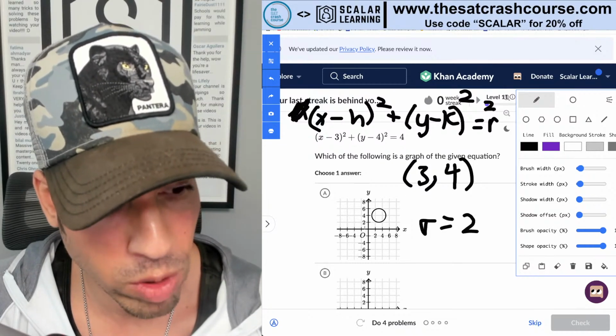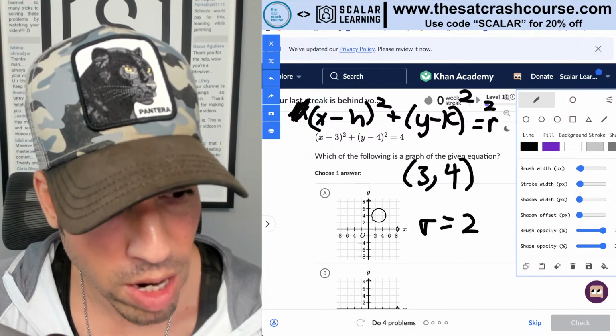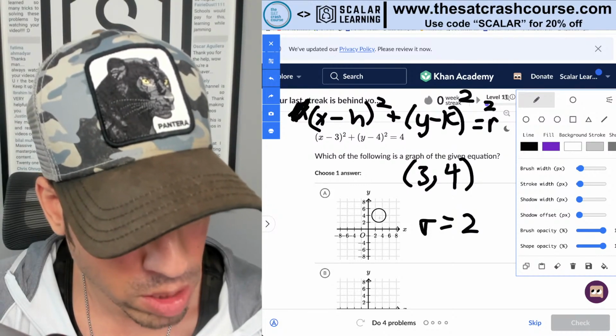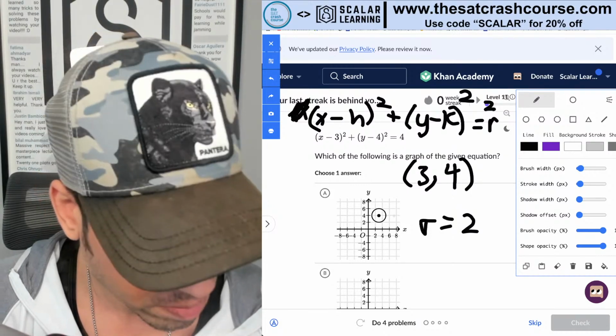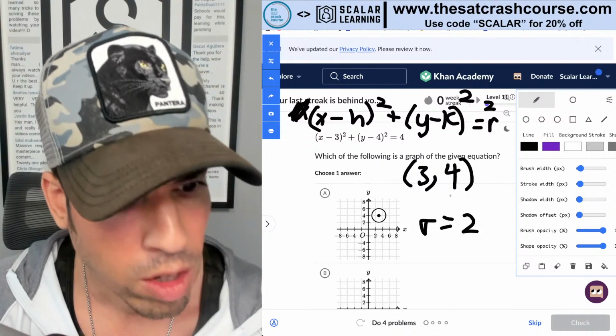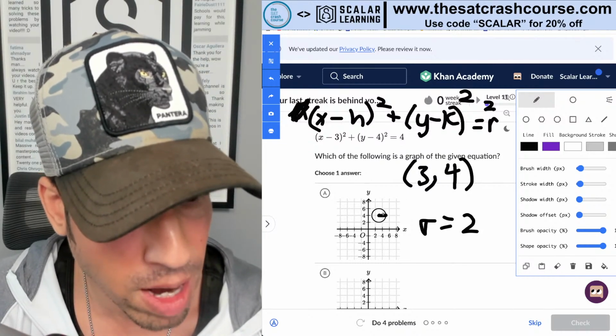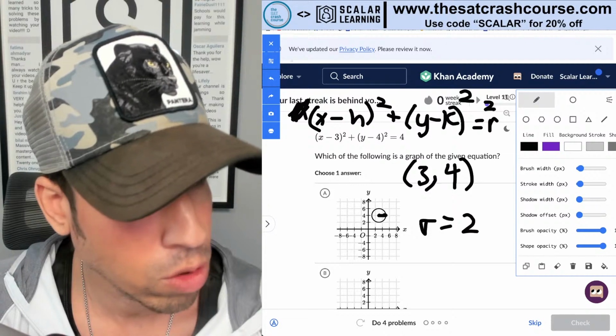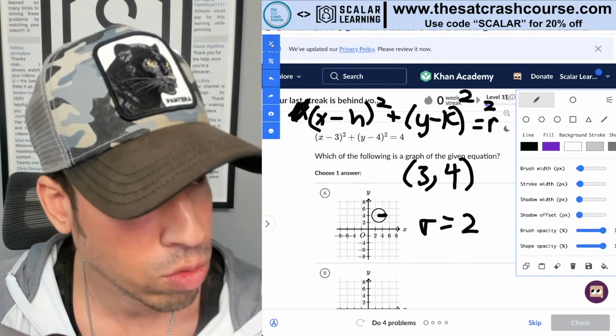So now we can see which one of these graphs is correct. We need a center at 3 comma 4. That looks like the right center. And then we need a radius of 2. Since it's at 3, it should be going out to 5, which it looks like it does there. So I'm thinking A is the correct answer.